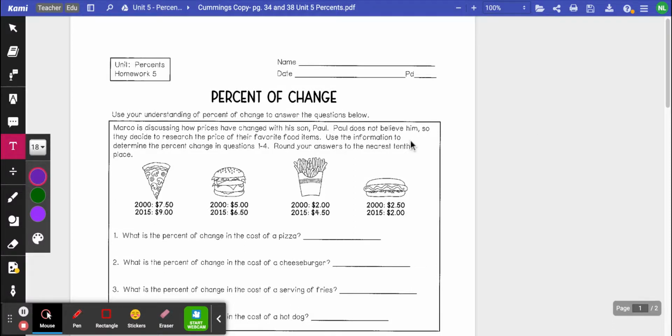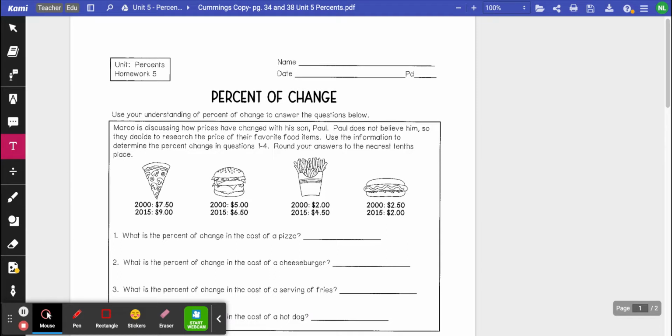So this is the percent of change homework. It says use your understanding of percent of change to answer the questions below. Marco is discussing how prices have changed with his son Paul. Paul does not believe him, so they decide to research the price of their favorite food items. Use the information to determine the percent change in questions 1 through 4. Round your answers to the nearest tens place.